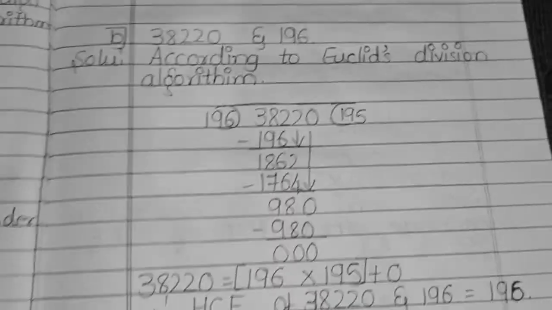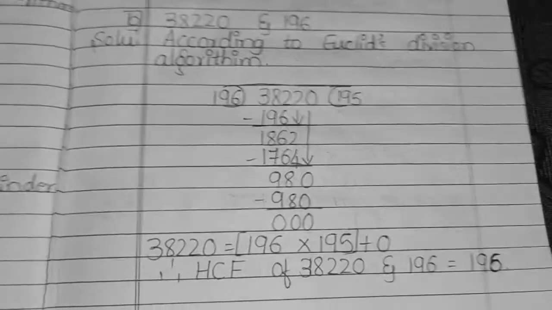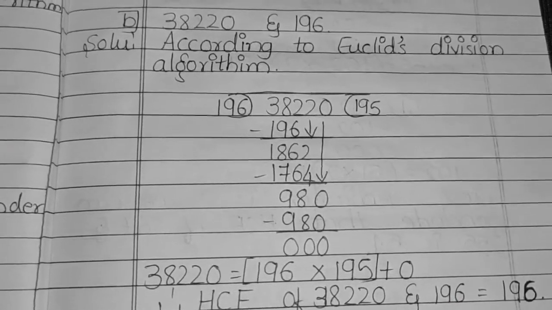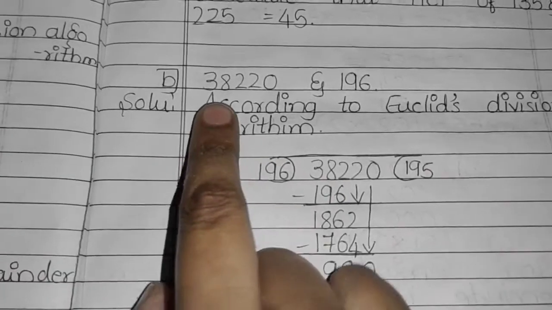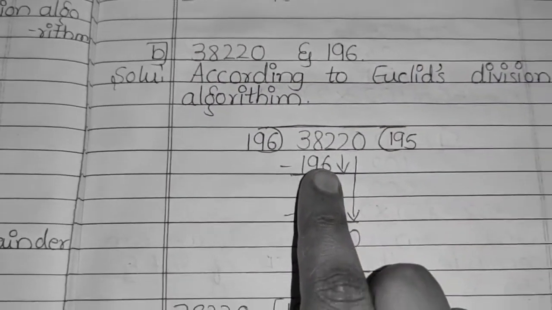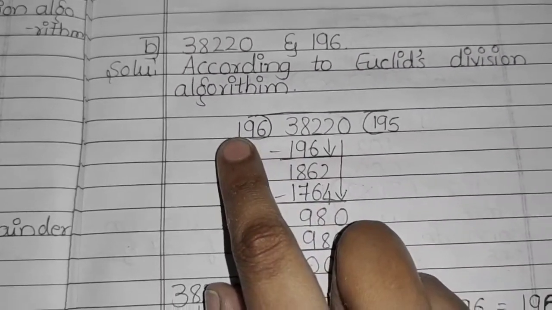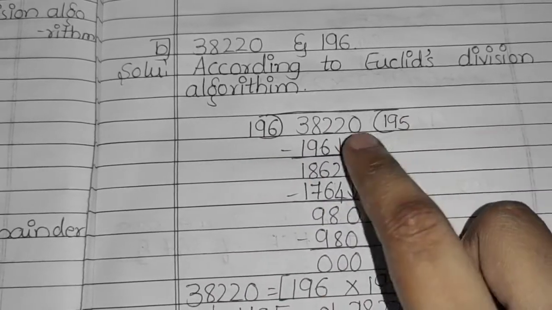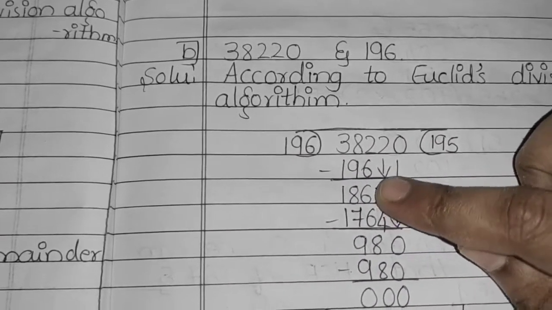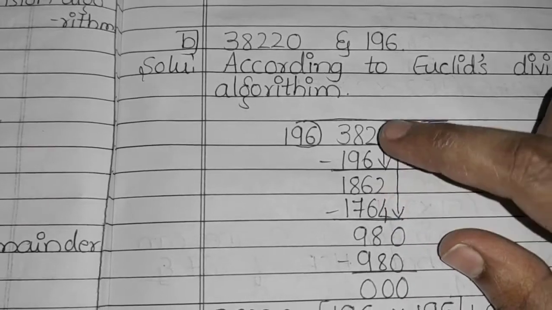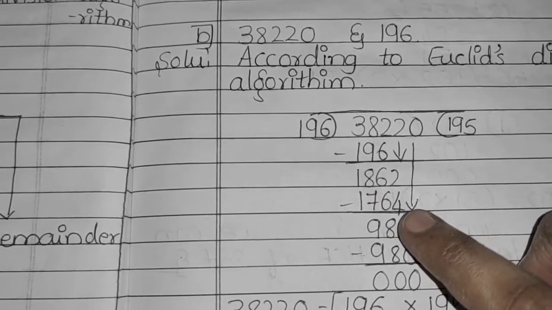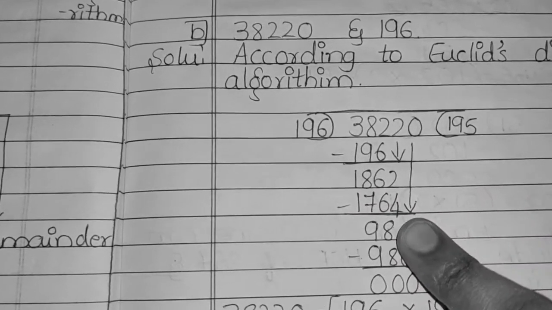The next sum, here I have solved it in a division manner itself, because when you have a huge number, consider you have 38,220 and 196. So you will keep 38,220 over here and 196 over here. First, 196 ones are 196. When you deduct 196 from 382, you get 186. So you will take the 2 down. Again 196 9s are 1764. When you deduct it, you will get 98.